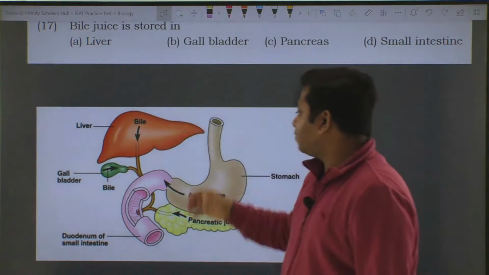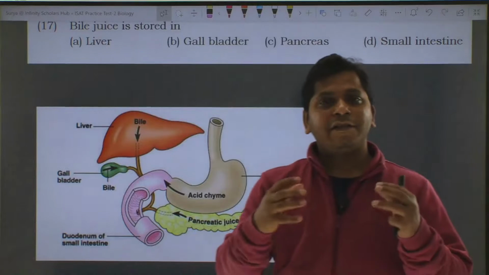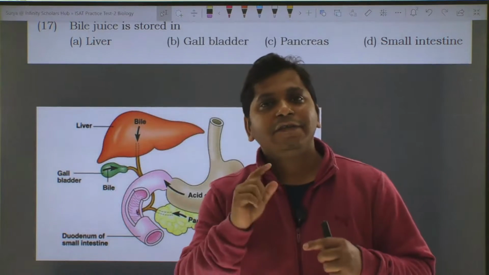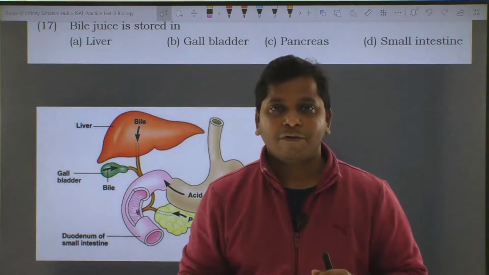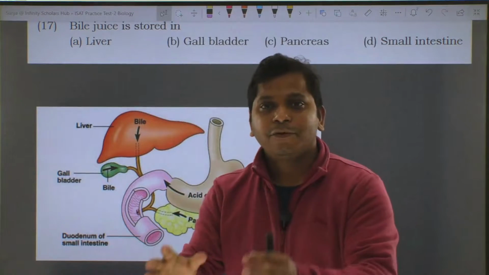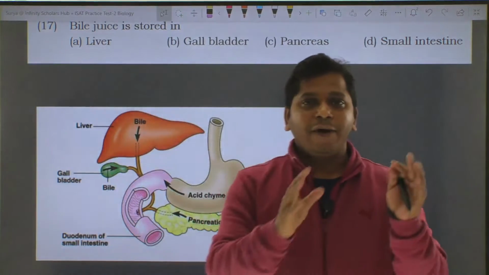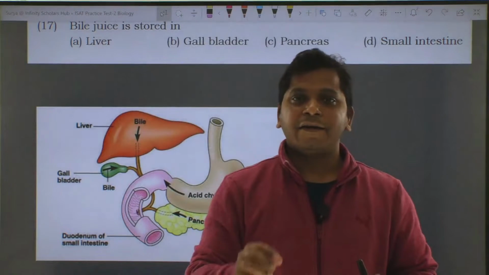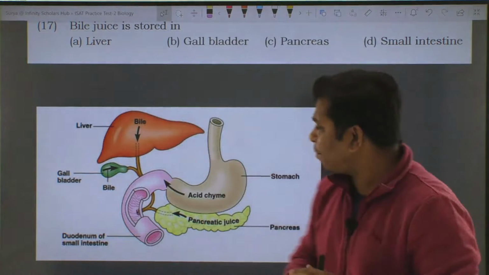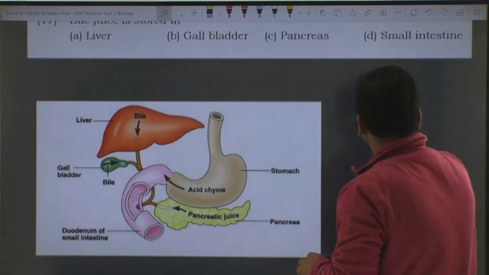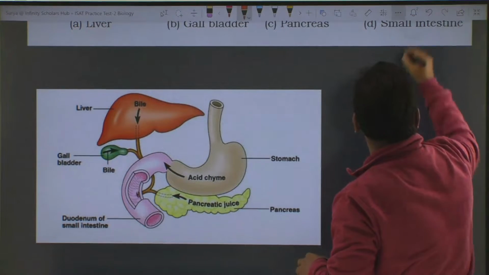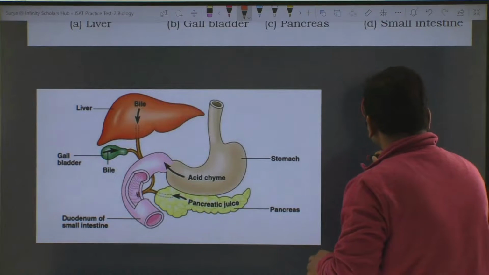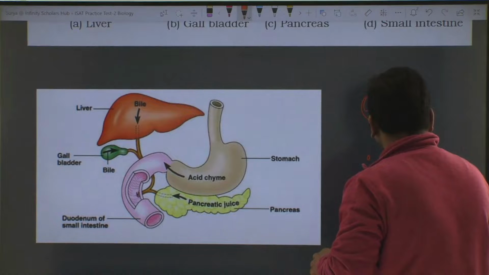What it does is help to emulsify the fat. It is not actually an enzyme which is digesting any of the complex macromolecules like sugars, proteins or fats. What it actually does is help to emulsify the fat, mixing it into smaller droplets. Suppose this is a bigger fat molecule, then this fat molecule will be converted into smaller droplets.